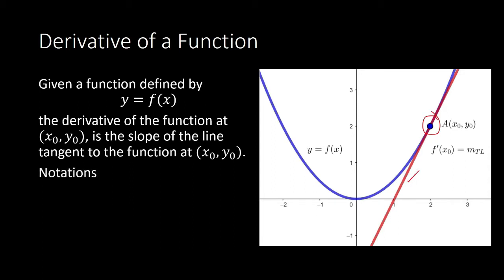Our notations for the derivative of the function at the point x sub 0, y sub 0 are f prime of x sub 0, or sometimes dy over dx evaluated when x is equal to x sub 0, or sometimes df over dx evaluated when x is equal to x sub 0. So these three notations for the derivative of your function will give you the slope of the line that is tangent to your function at point A.